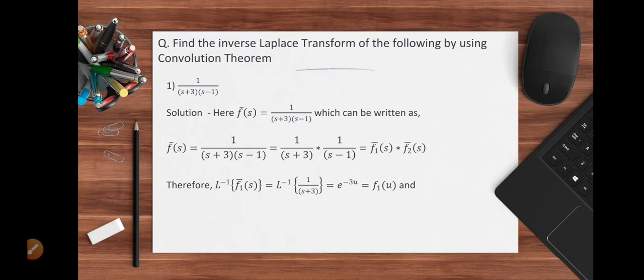Now these two results are very similar to 1 upon s plus a and 1 upon s minus a, the standard results for the LT of e raised to minus at and e raised to at. So after taking inverse LT of f1 bar of s and f2 bar of s, we get f1 of u as e raised to minus 3u and f2 of u as e raised to u. So here both f1 and f2 are exponential functions.